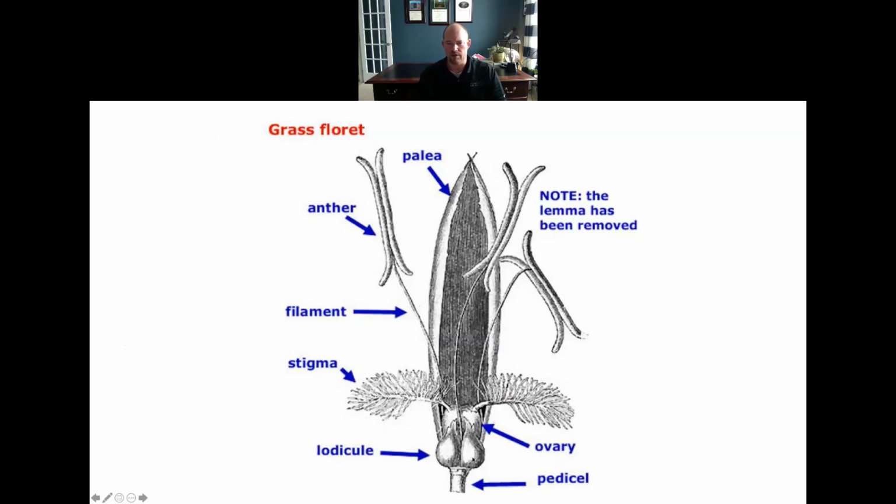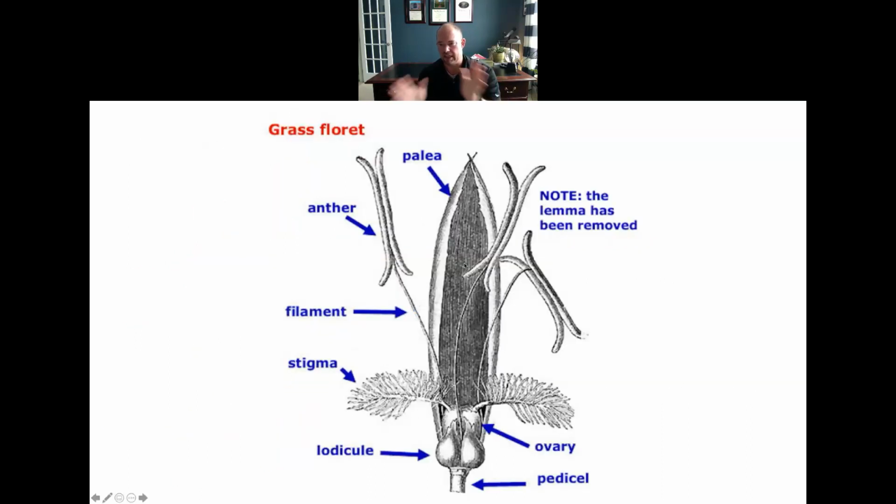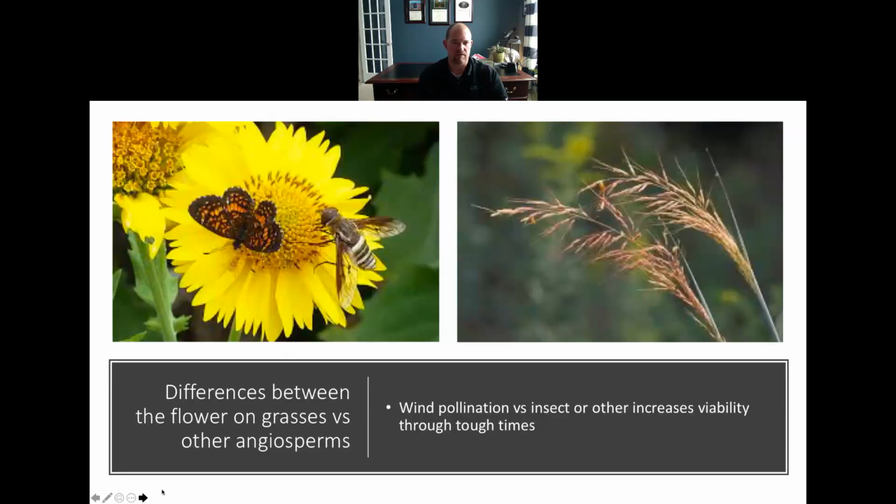Again, you can see the lodicules here. Those are like a modified flower petal, like an innermost flower petal. And then you see the palea here. In this picture the lemma is not shown, but you can see the palea, which is the innermost of that shell around the reproductive structure. So that's pictured in here. You can see it encapsulates everything, and as it opens up, it reveals all of the sexual structures of the plant.